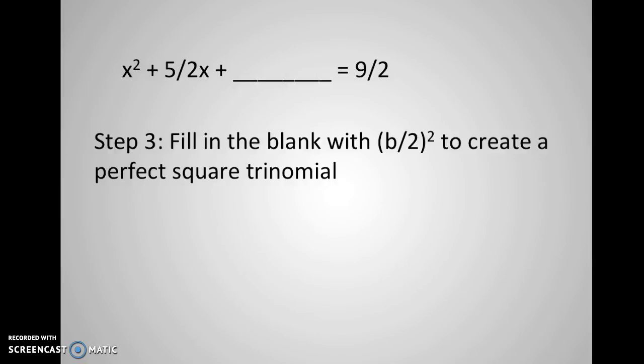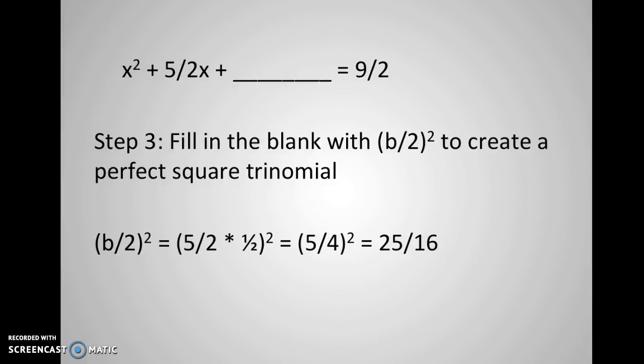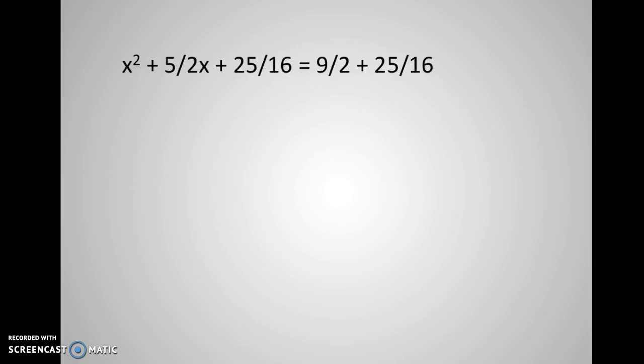In our next step, we're going to fill in that blank with b over 2 quantity squared to create a perfect square trinomial. Now our b is actually 5 over 2. So we're going to need to take b over 2 and square that. So 5 over 2 times 1/2, which is the same as dividing by 2, and we're going to square it. So we have 5 over 4 squared, which is equal to 25 over 16. And we are going to fill in our space with that number. Please don't forget to add 25 over 16 to the other side as well.